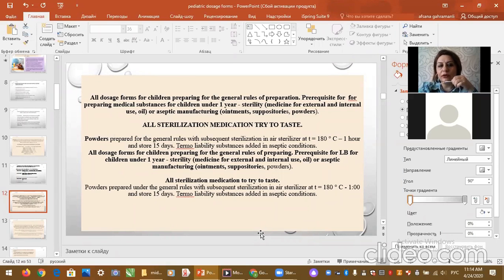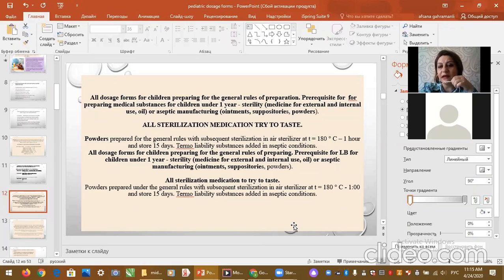Prerequisite for preparing medical substances for children under 1 year: sterility. Medicine for external and internal use, oil or aseptic manufacturing, ointments, suppositories, powders. All sterilization medication to try to taste. Powders are prepared by the general rules with subsequent sterilization in an air sterilizer at a temperature of 180 degrees Celsius for 1 hour and stored for 15 days.